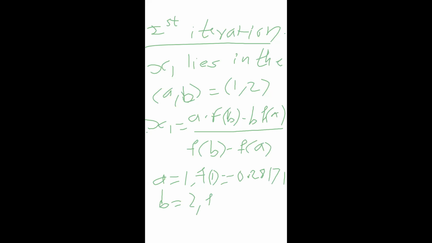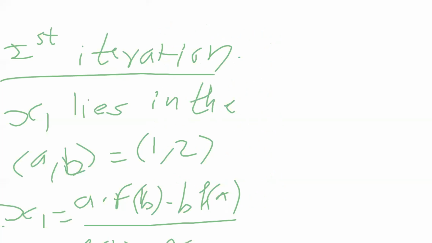And f of b, f of 2, what do you have? It is in front of you, 11.7781, the value we have found. Okay, so put all these values in this formula and tell me what is the value of x1, first iteration. 1.0233. 1.0233. Very good. Nikita is there, no? Okay. 1.0233. Just wait.